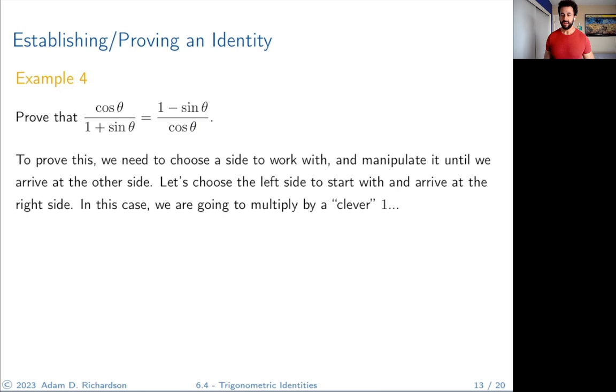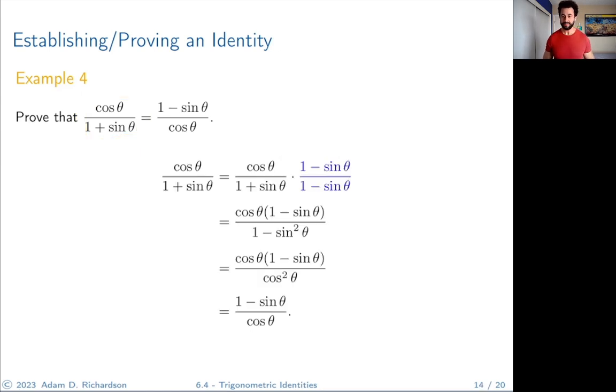So here's how it goes. In this case, what I'm going to do is multiply by a clever 1. I'm going to multiply this expression by 1 in just the right way that it'll make something nice happen. So here we go. What I'm going to multiply it by is 1 minus sine theta over itself.